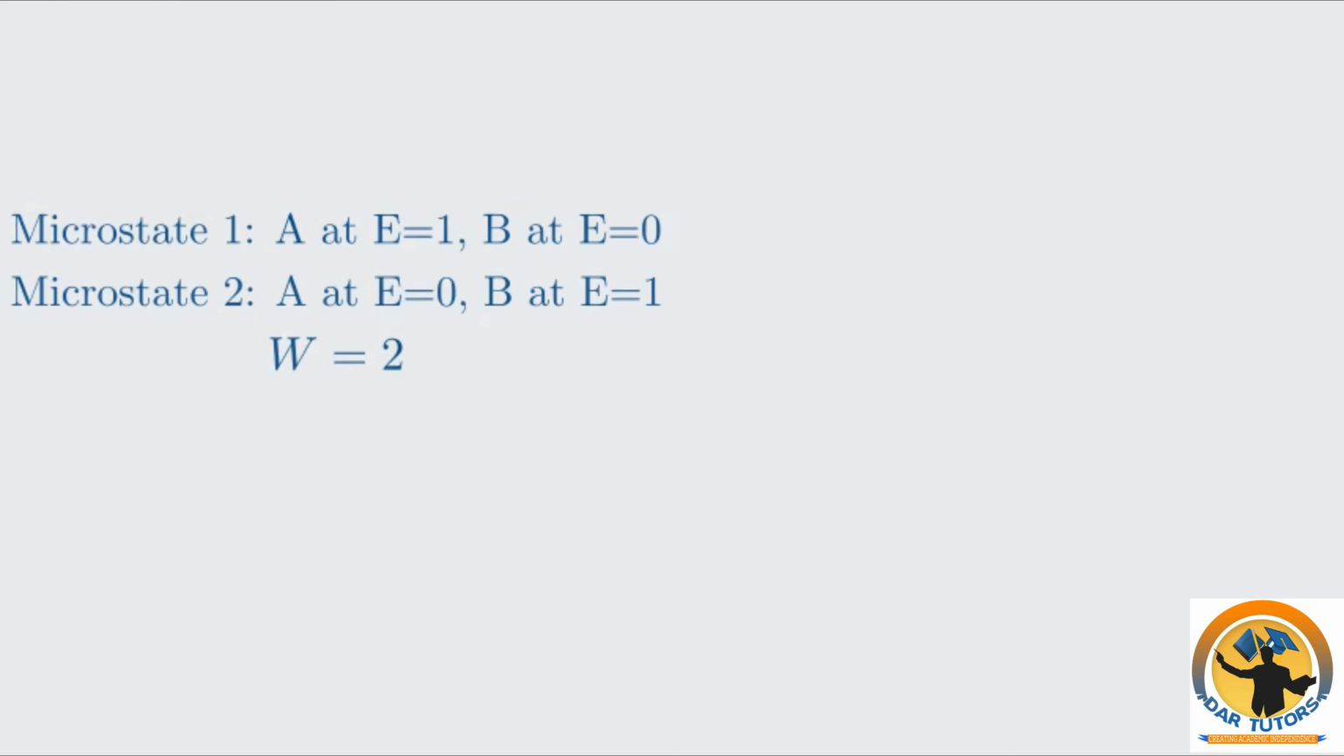Now, let's consider the expansion of a gas into a vacuum. This is a highly spontaneous process. Imagine 5 gas molecules, labeled 1 through 5, confined to the left half of a container by a partition. When the partition is removed, the molecules can move freely into the entire volume. Each molecule now has 2 possible places to be, the left half or the right half. For these 5 molecules, the number of microstates, W, is 2 to the power of 5, which equals 32. This is the total number of ways the molecules can be distributed between the 2 halves of the container.